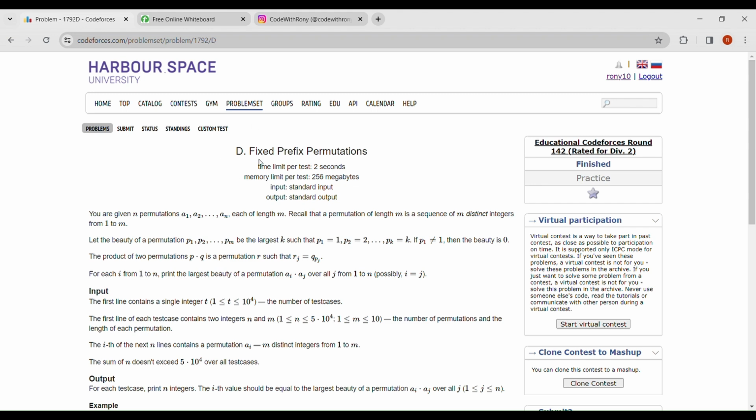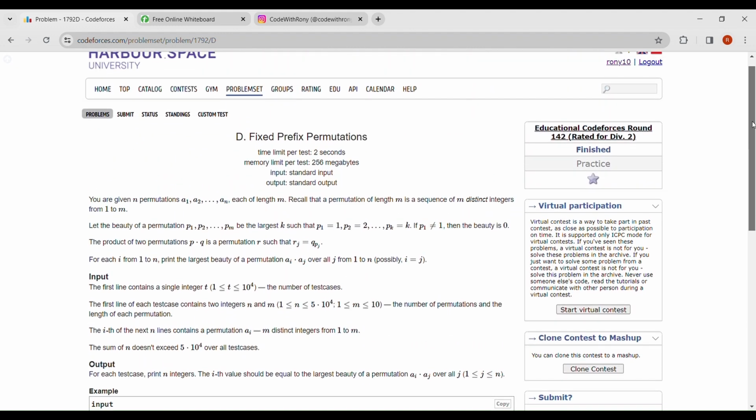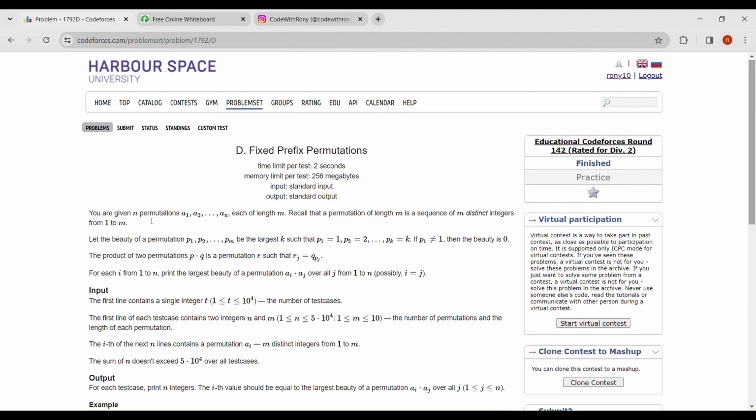Hello guys. So today I solved D, Prefix Permutations, from Educational Codeforces Round 142, with a rating of 1700. I will discuss this question and then I will discuss the solution.